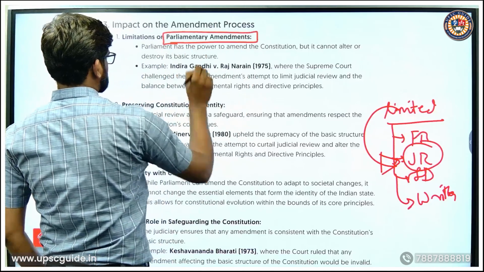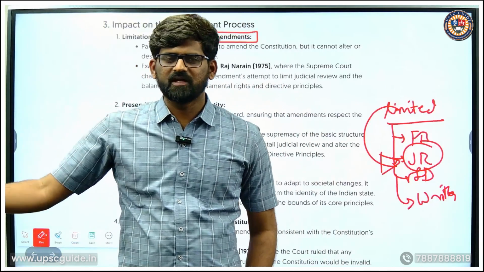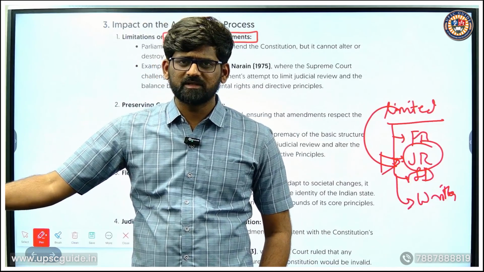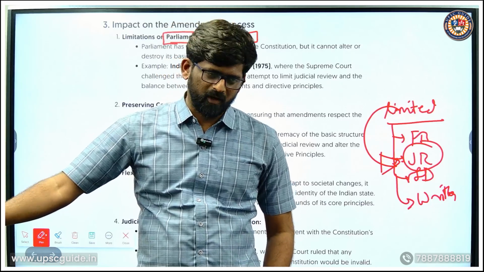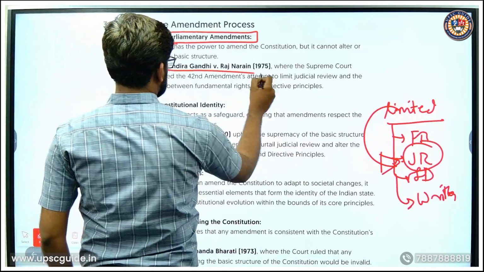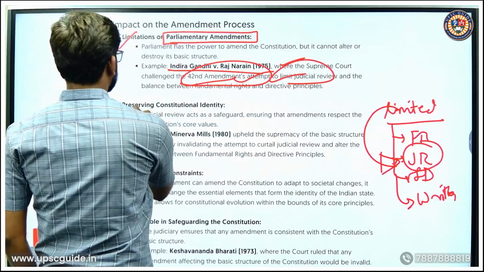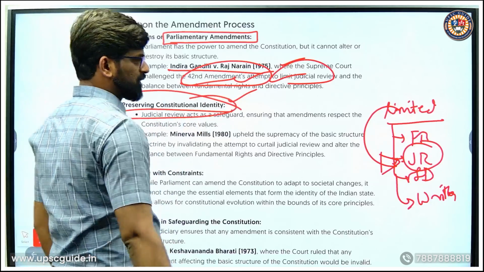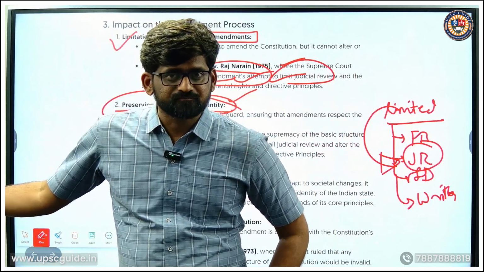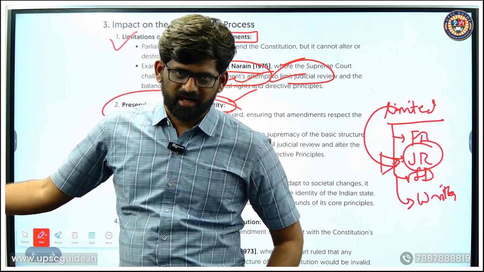We have already seen that what this does is it removes the possibility of legislative arbitrariness and executive tyranny. It avoids the concentration of power, so it limits the power of parliamentary amendments. So in the Indira Gandhi versus Raj Narain case, the Supreme Court struck down the 42nd constitutional amendment that sought to reduce judicial review. At the same time, it preserves the constitutional identity. As we have already discussed, the most important thing is that the Indian Constitution represents the fundamental spirit of this country, and that spirit cannot be altered. It is the heart and soul of this country.